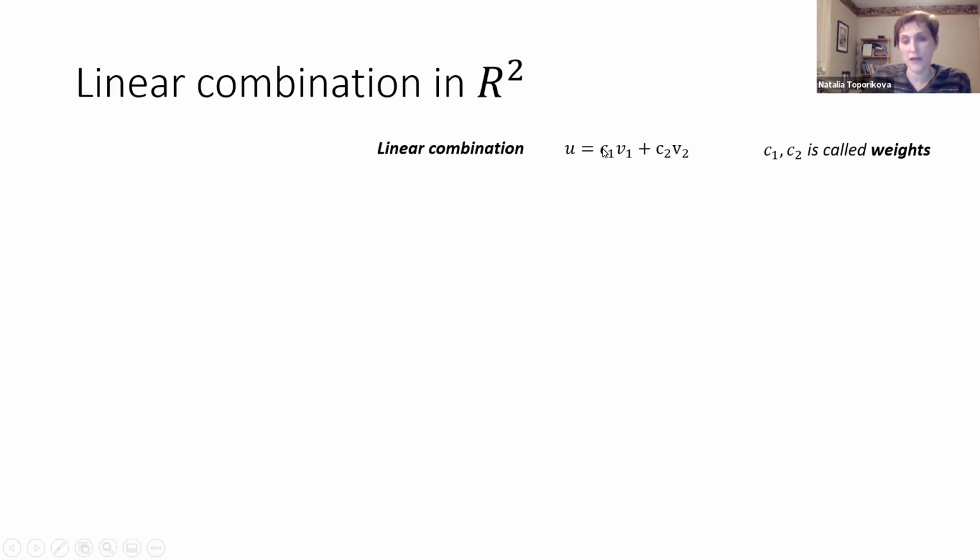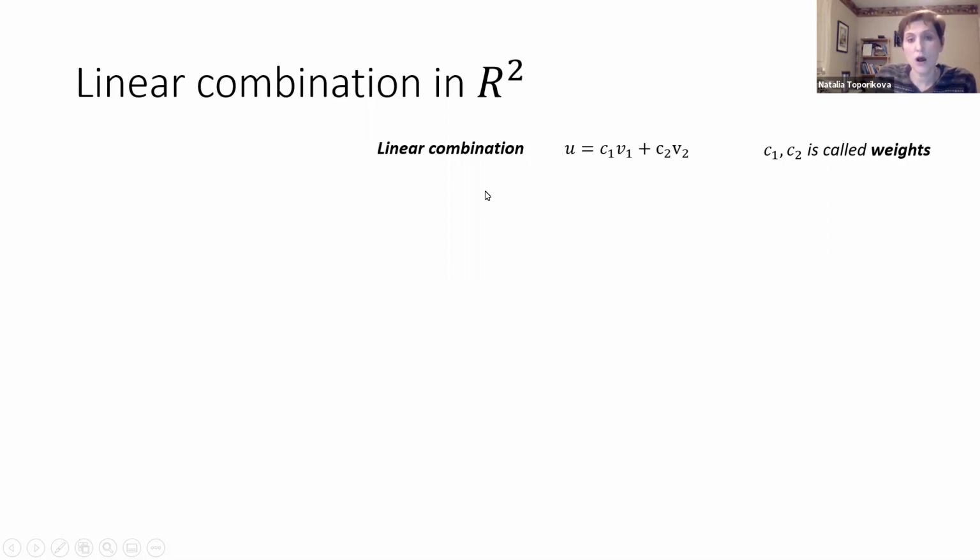If we have two vectors, v1 and v2, then a linear combination is just the product of each of these vectors with an appropriate number, c1 and c2, which we call weights, and then the sum of the two products. Each one of these components of the sum is just a simple linear combination of one vector, here v1 or v2.